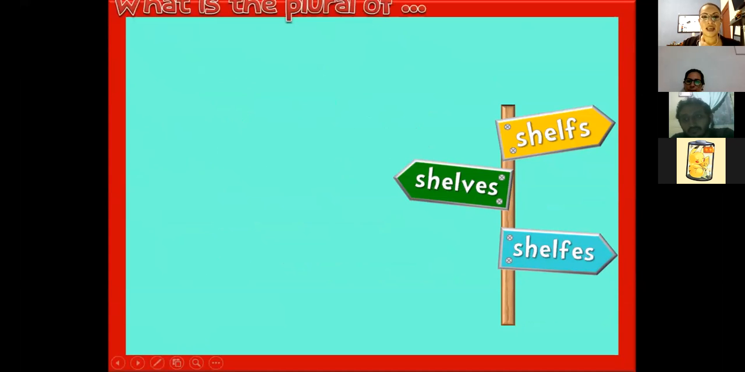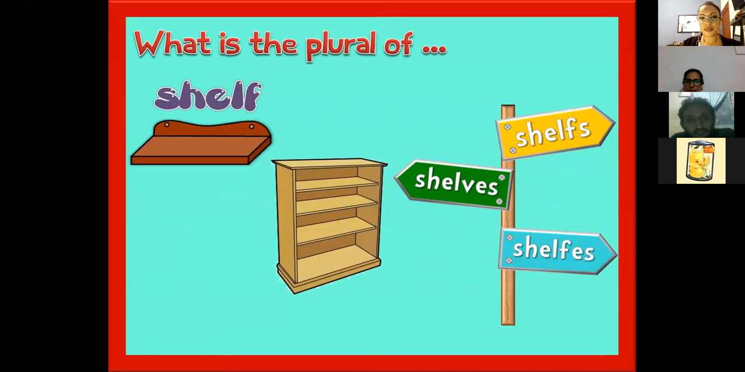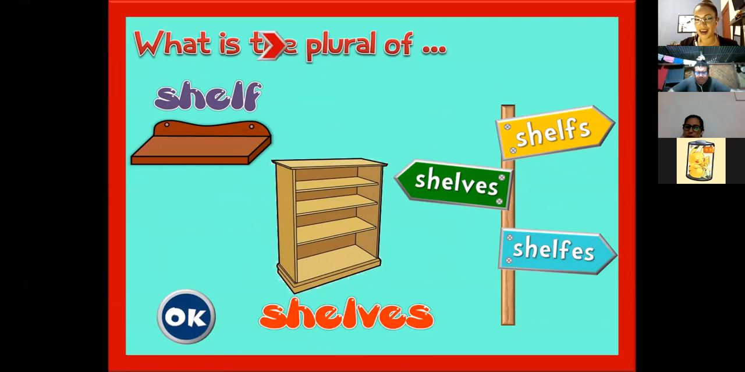That's correct. Now, shelf. A shelf is a repisa. How does that change? Shelf. The second. Okay, that's right. Correct.